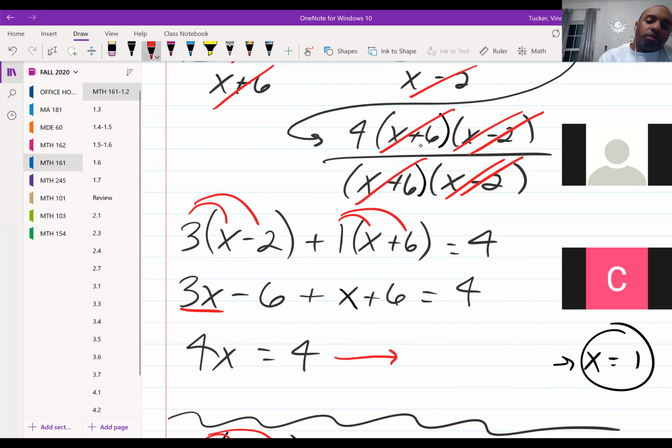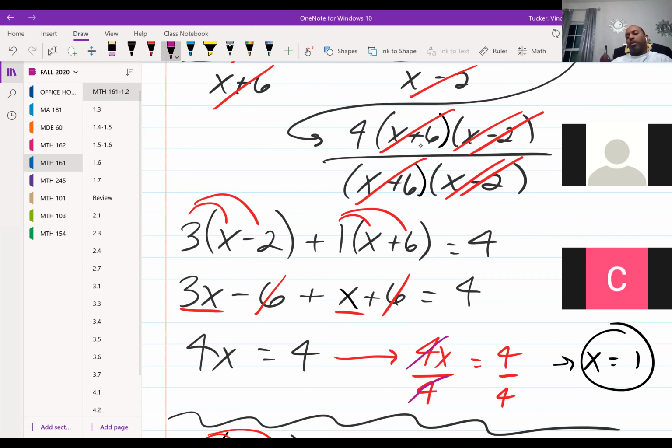Combine your like terms. 3x plus 1x is 4x. Then we have negative 6 and positive 6, which will actually cancel out. So that's just 4x equal to 4. Then go ahead and divide both sides by 4. The 4's cancel on the left, and x is equal to positive 1.